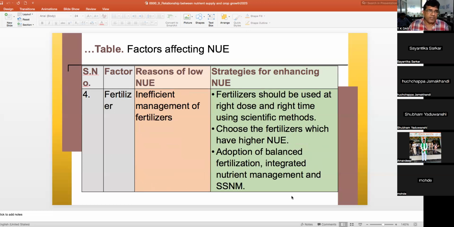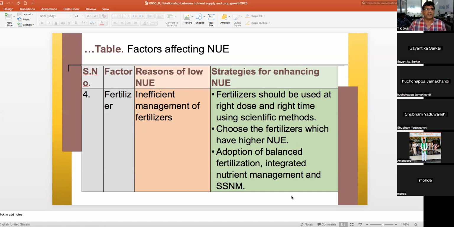Next and fourth factor here is fertilizer factor or nutrient sources. Nutrient sources also affect. So you already know the 4 R's: the rate of application, the sources, the time and method. So take the case of rate of application.